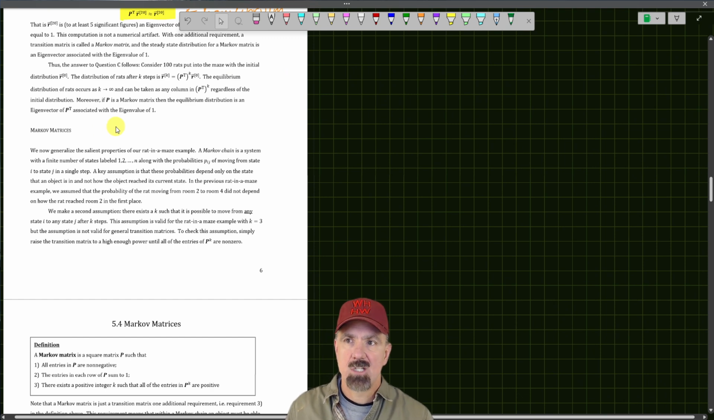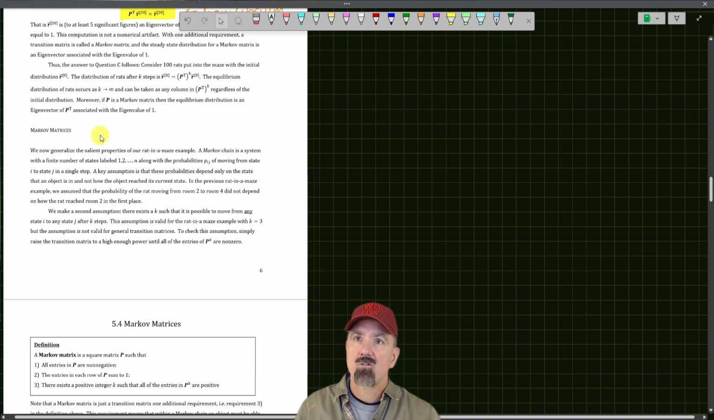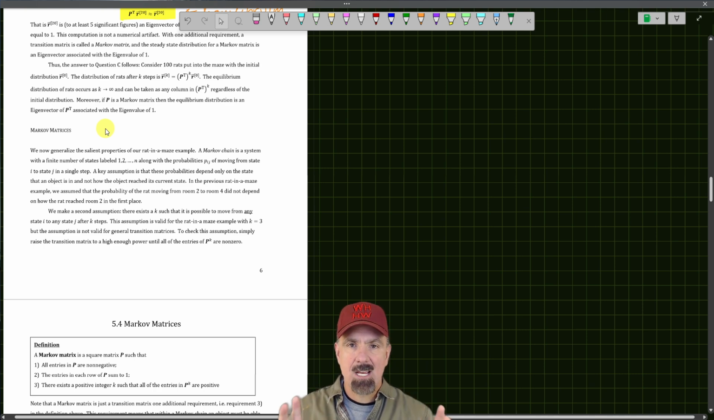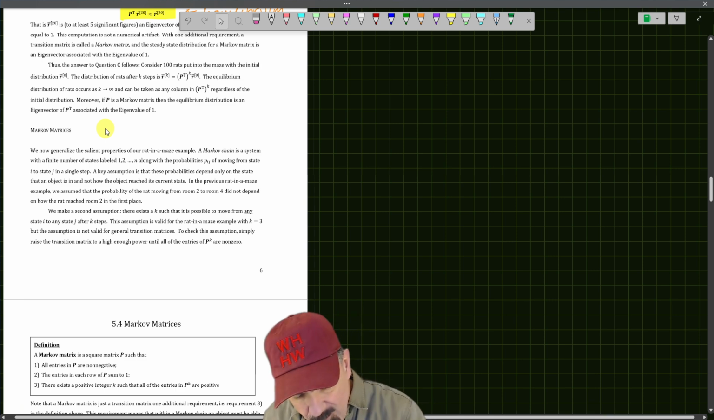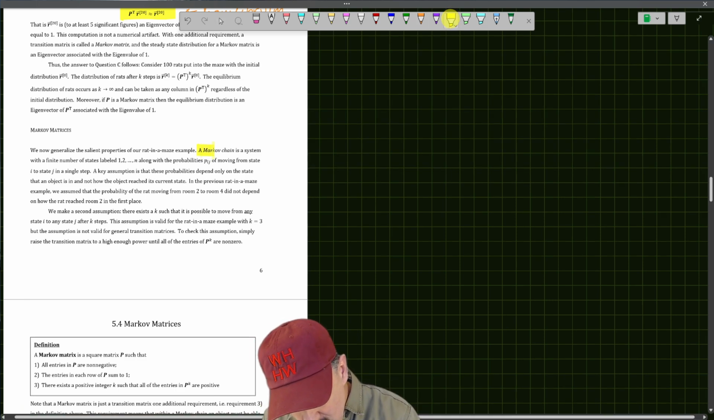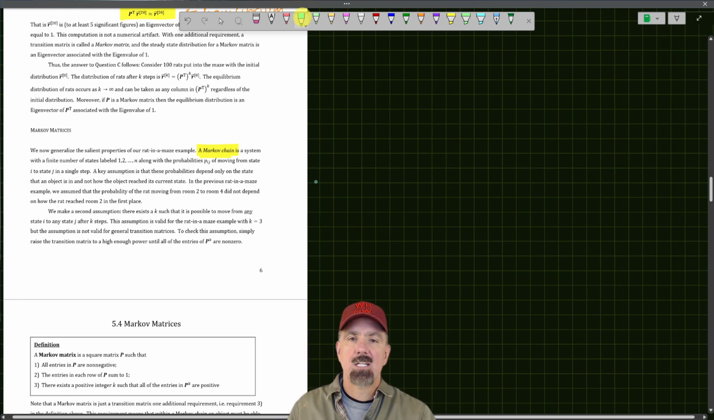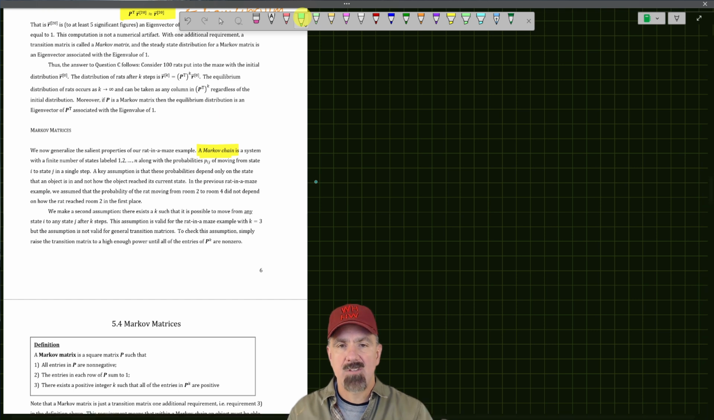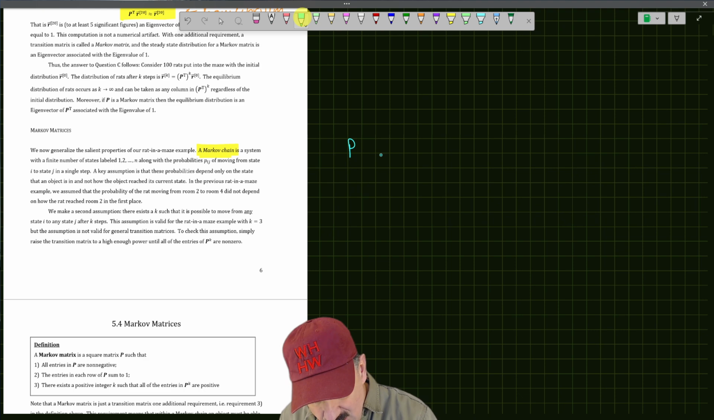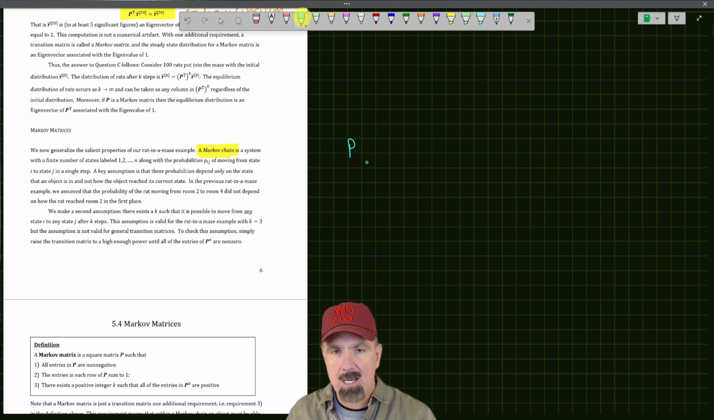We've been talking about transition matrices, and Markov matrices are transition matrices, but they're transition matrices that have specific characteristics about them. Before we get to that, let's look at the term Markov chain. The Markov chain is just the repeated application of this Markov matrix. So we have some transition matrix, and it's exactly what we've been talking about.